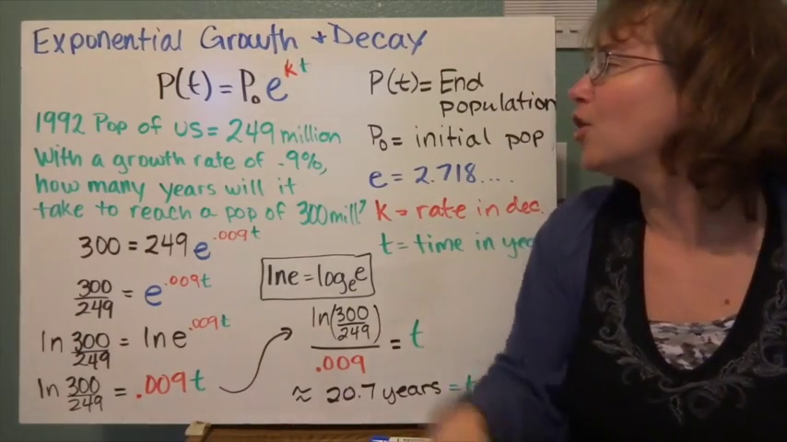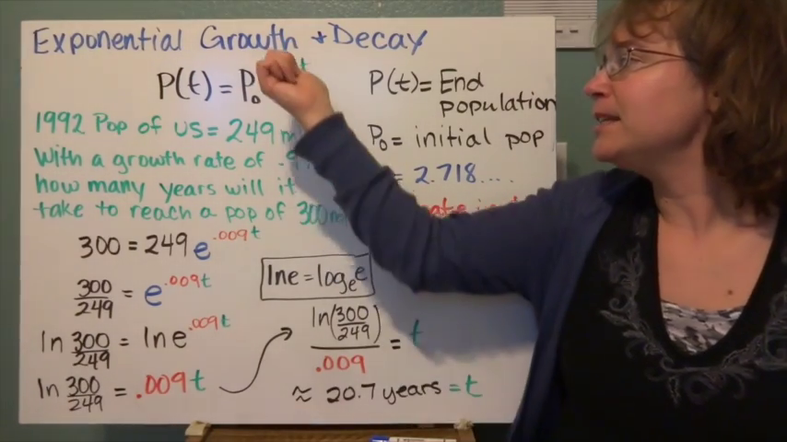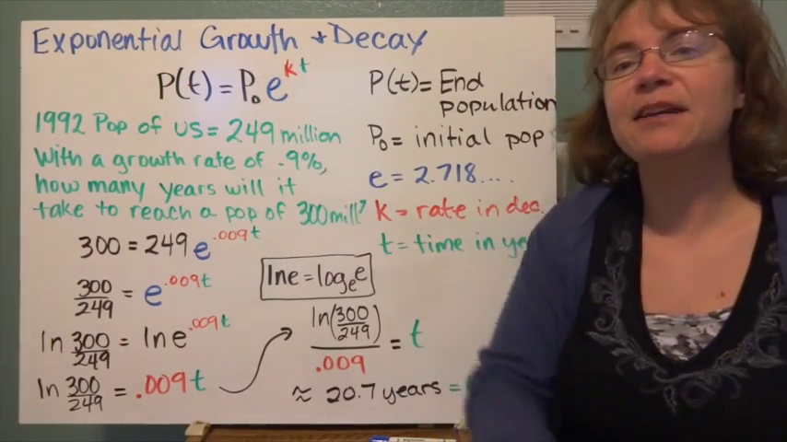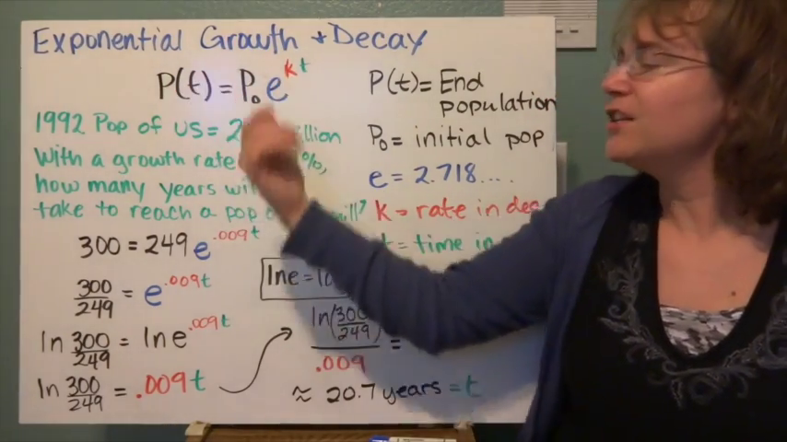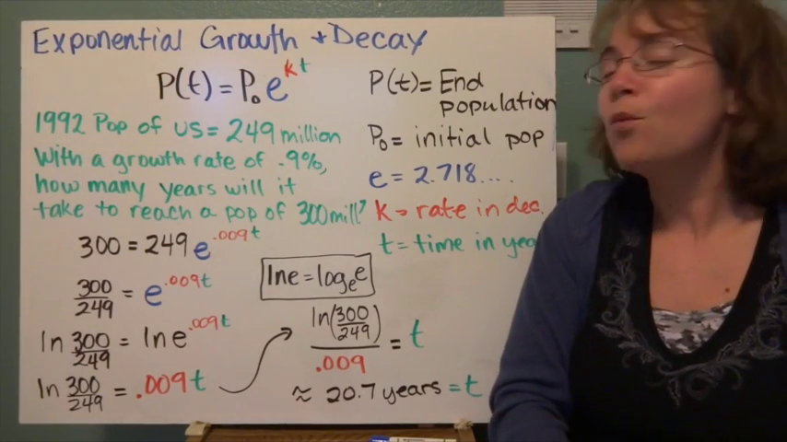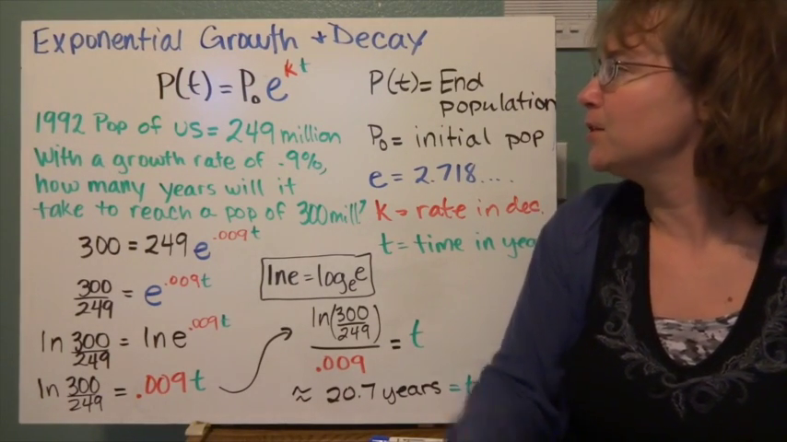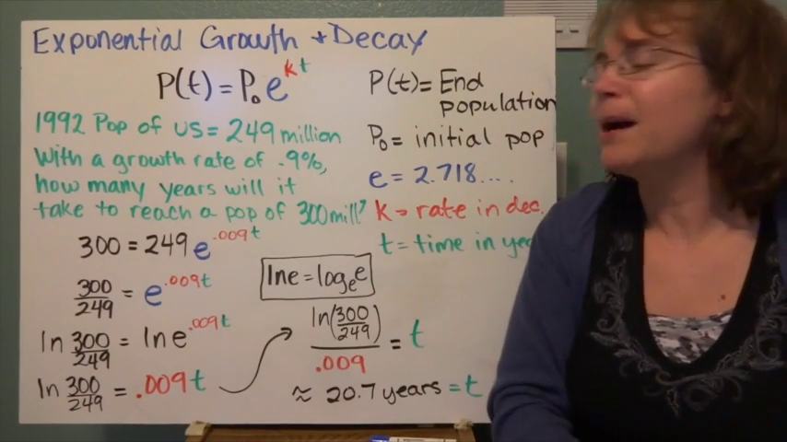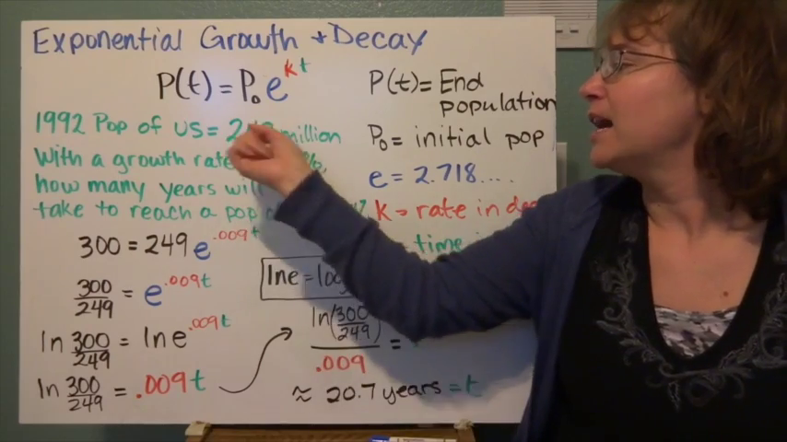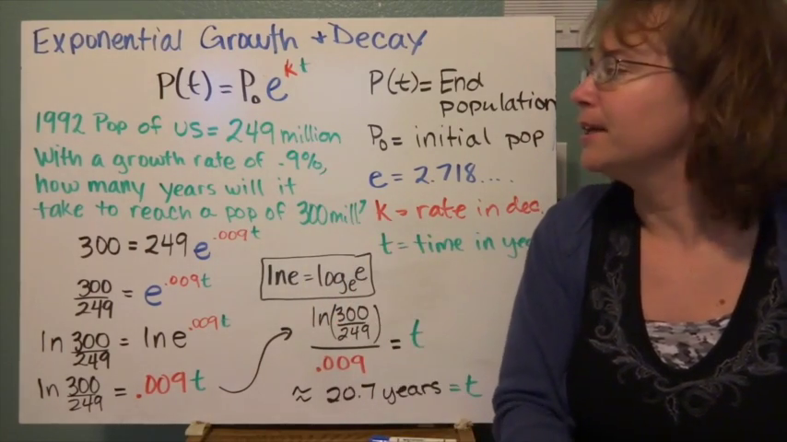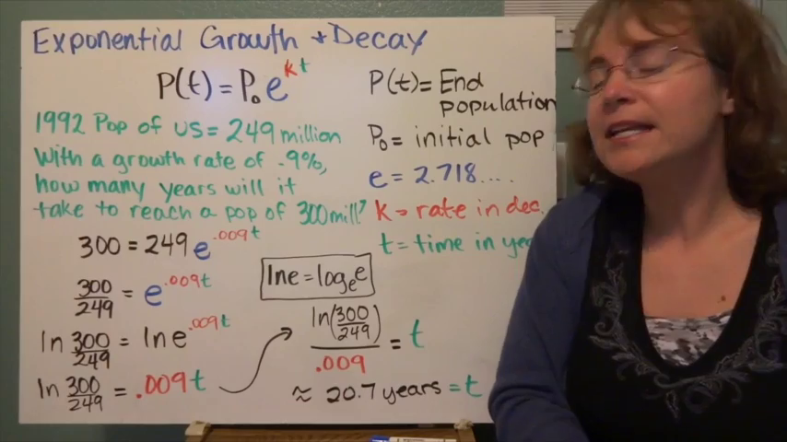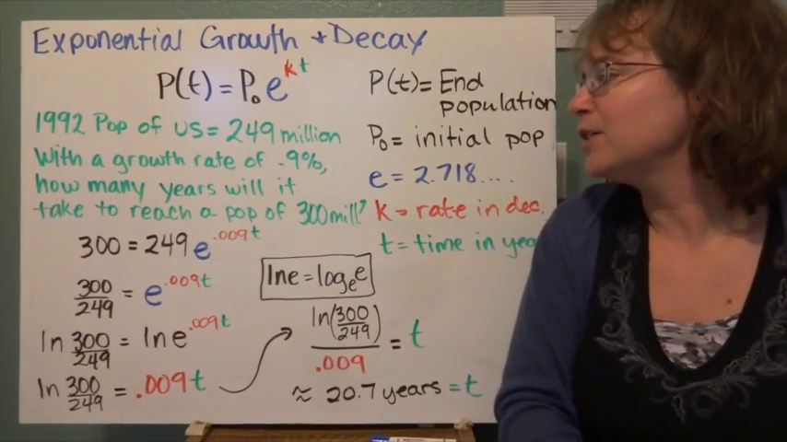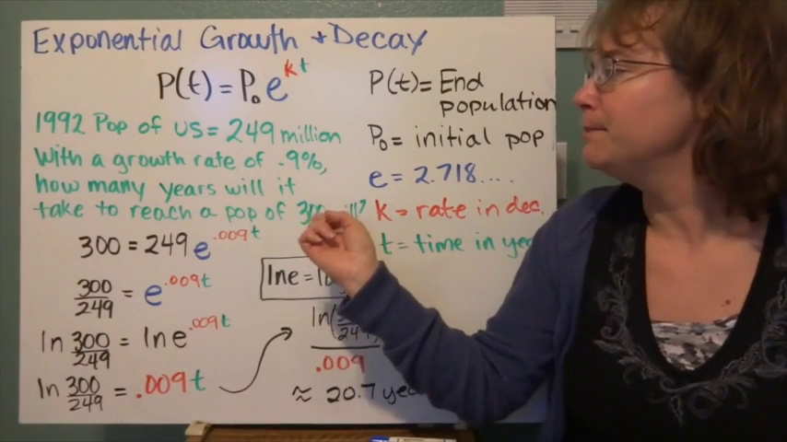Sometimes it's represented as R times T. It really doesn't matter what variables are here and here and here. It's the same basic equation. So let's see how this equation works and how we can use what we know about logarithms and exponents to solve for some of these values. In 1992, the population of the United States was 249 million. With a growth rate of 0.9%, that means per 100, how many years will it take to reach a population of 300 million?